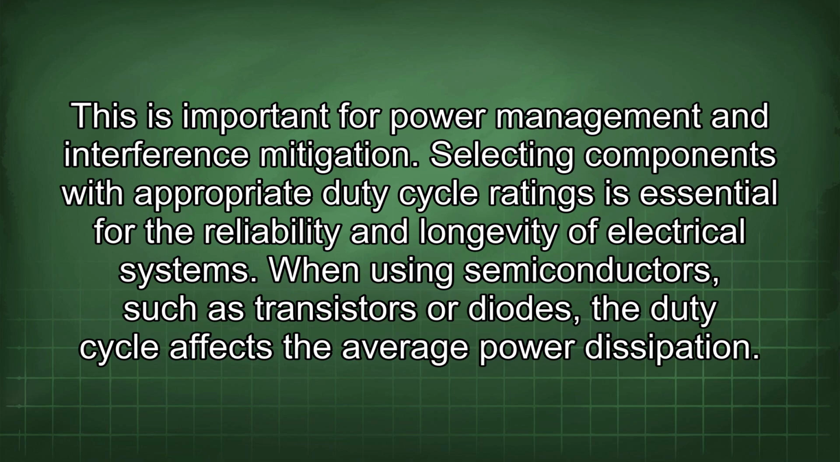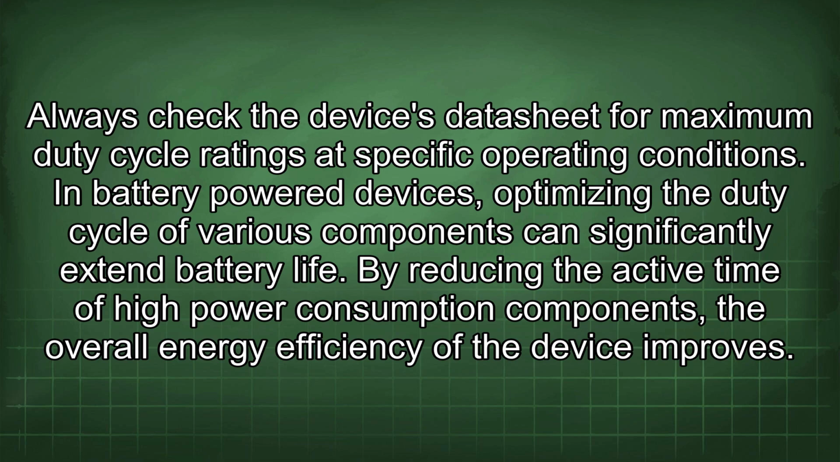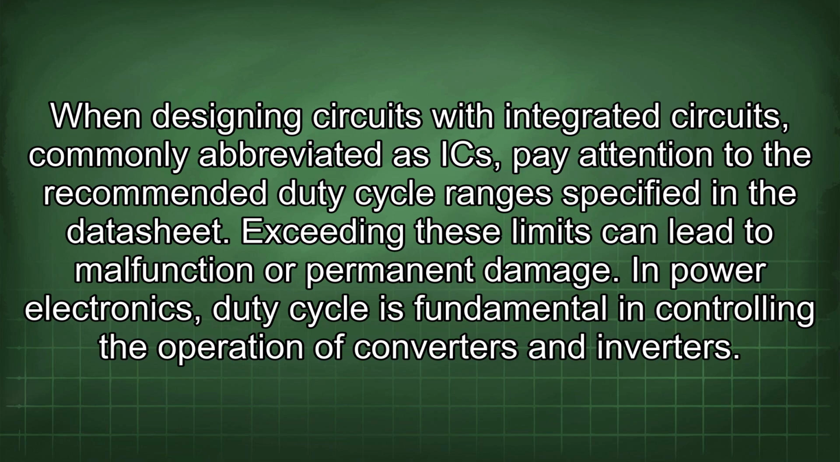When using semiconductors, such as transistors or diodes, the duty cycle affects the average power dissipation. Always check the device's datasheet for maximum duty cycle ratings at specific operating conditions. In battery-powered devices, optimizing the duty cycle of various components can significantly extend battery life. By reducing the active time of high-power consumption components, the overall energy efficiency of the device improves. When designing circuits with integrated circuits, commonly abbreviated as IC, pay attention to the recommended duty cycle ranges specified in the datasheet. Exceeding these limits can lead to malfunction or permanent damage.